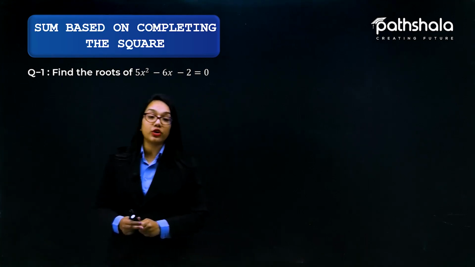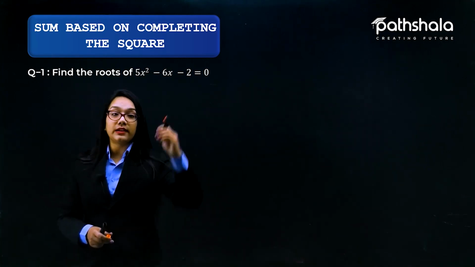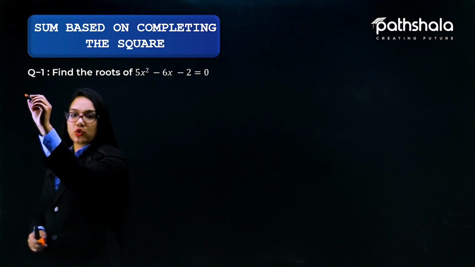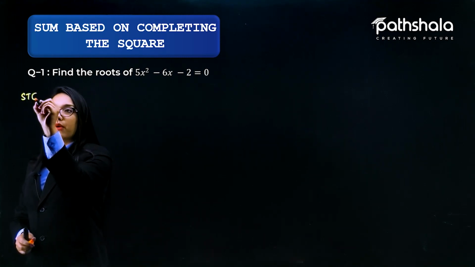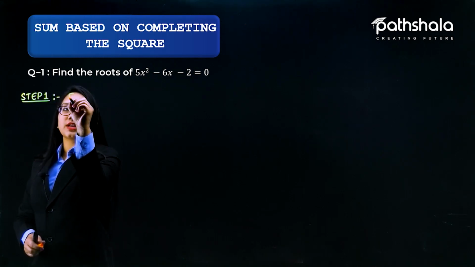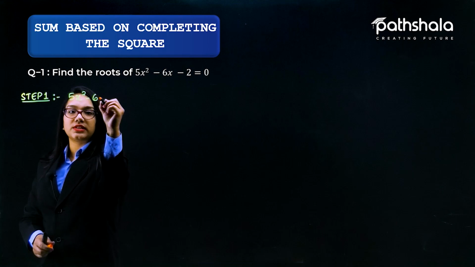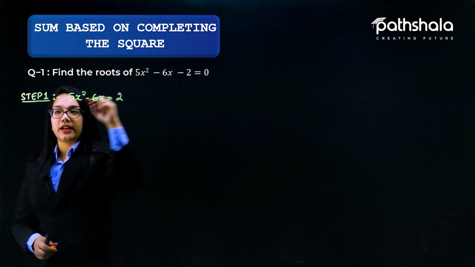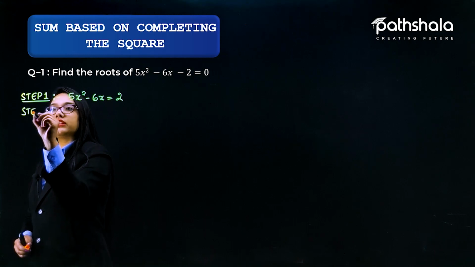So according to the algorithm, first of all, we will write this particular equation in the standard form. Let's start with step number 1. According to step number 1, we will write the equation as 5x square minus 6x is equal to 2. We have to take c towards the other side.